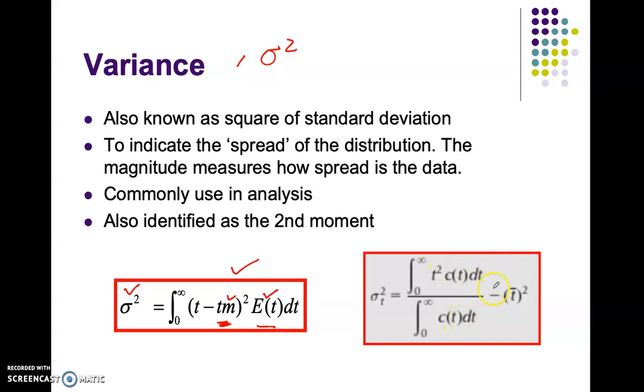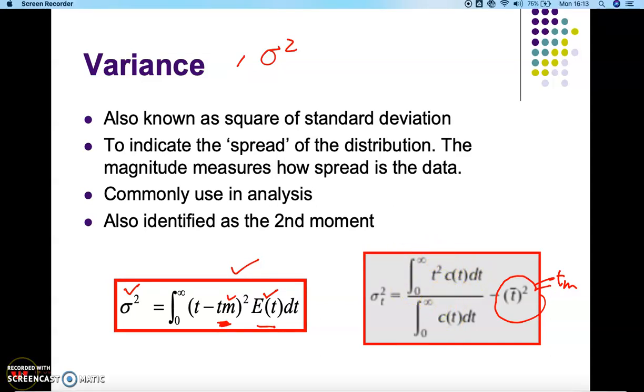Just now we have T bar, which is actually tm, the residence time. And this t is the time that you get from your data, and C(t) is the response from the data. I stop here. See you in the next video, for example.